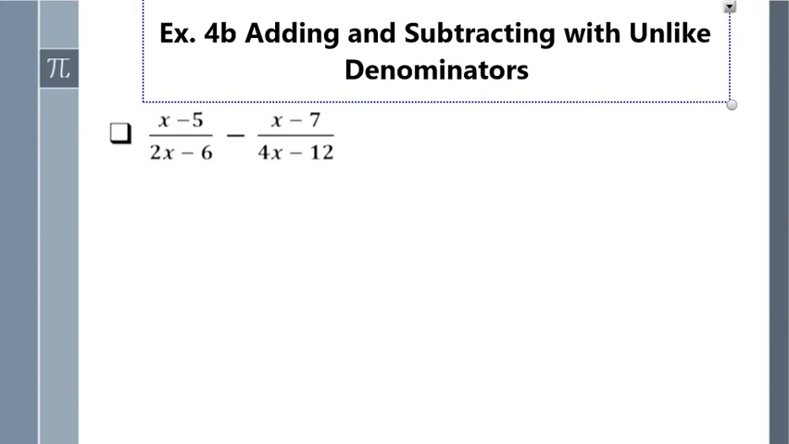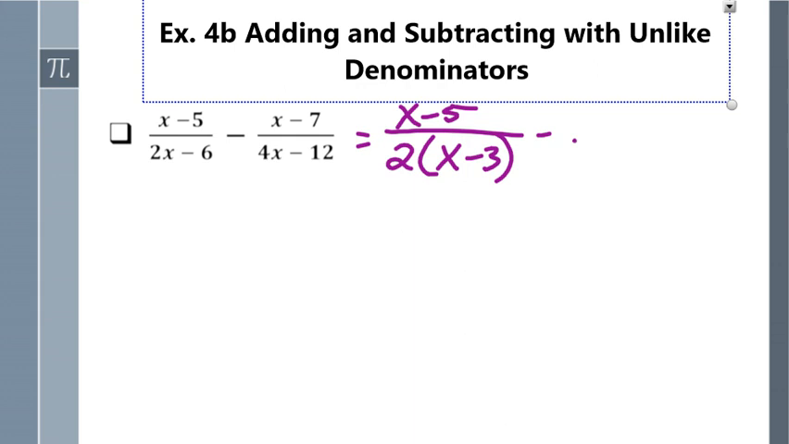So we have an example here of (x minus 5) over (2x minus 6) minus (x minus 7) over (4x minus 12). We're going to do the same thing: factor our denominators, then find our common denominator. So first off, 2x minus 6. If I factor that one, I can factor 2 out and it gives you x minus 3. That's all over x minus 5.